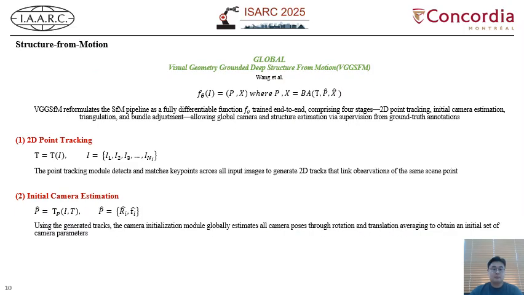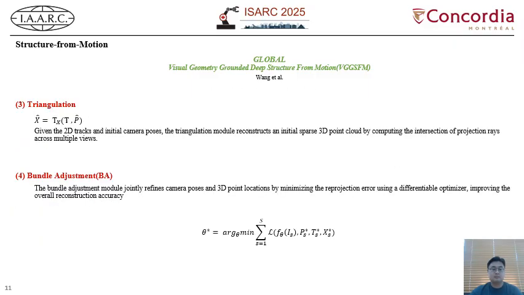The VGGSfM pipeline starts with 2D point tracking, linking the same feature across images. Then a deep network simultaneously estimates all camera poses, avoiding local inconsistencies. This global pose prediction is a major strength of VGGSfM. Next, the system triangulates 3D points based on the predicted camera poses and 2D tracks. Finally, the bundle adjustment refines both structure and motion using backpropagation. The network is trained by minimizing reprojection error, making the entire SFM pipeline trainable from data.